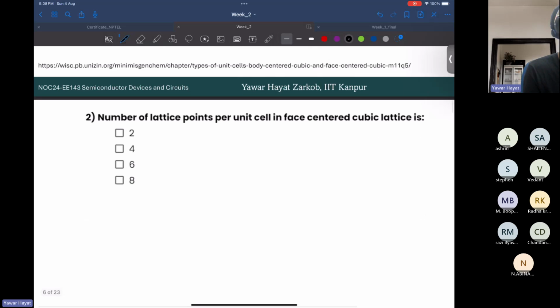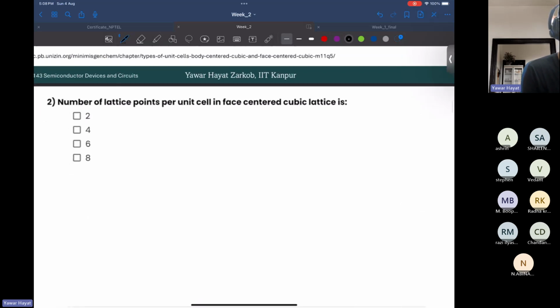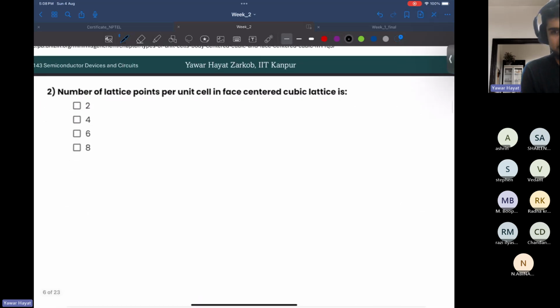Now another simple one. The number of lattice points per unit cell in a face-centered cubic lattice is? Please attempt this as well. 4, 4. 2 options pointing to 4. Anyone else who wants to go with option B or has another opinion?